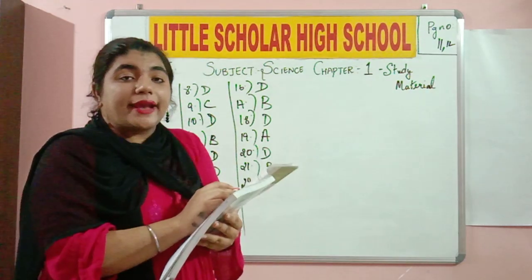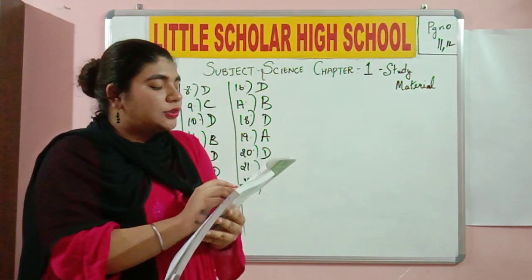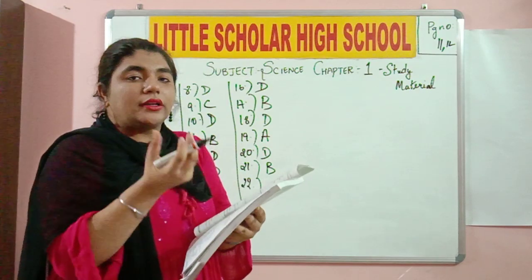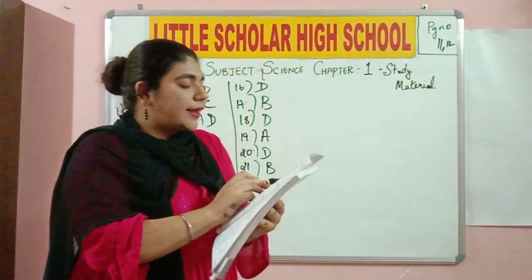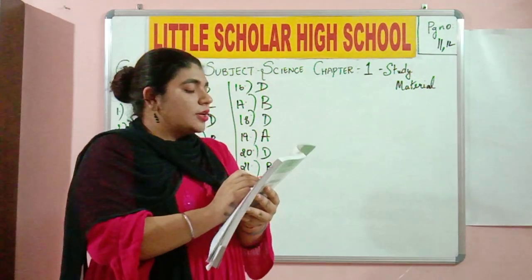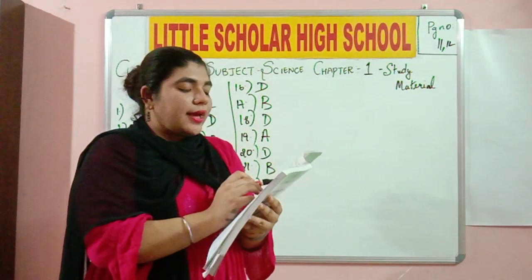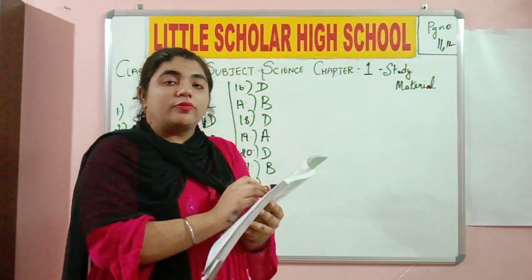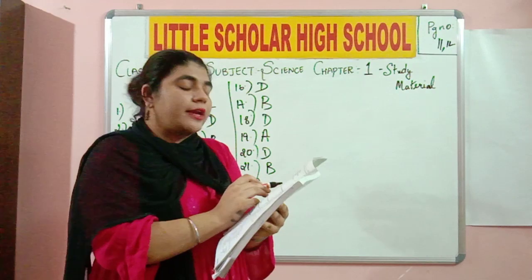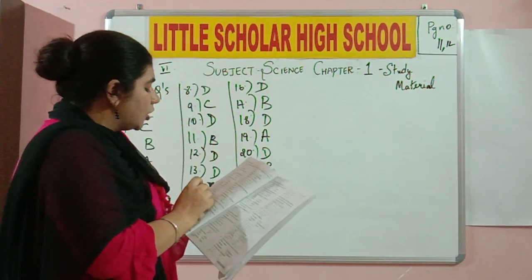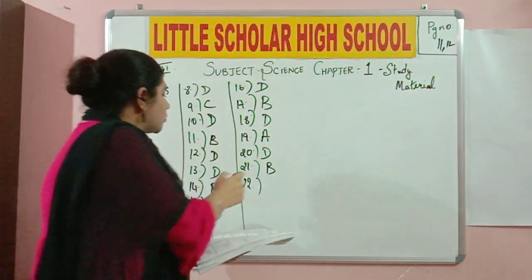Eggs. Where do we get eggs from? Hen. Where do we get jaggery from? What is jaggery? It was basically gud in Hindi. Jaggery is obtained from plants. Mutton is obtained from animals. Mushroom, what is a mushroom? Mushroom is a kind of fungi, a fungus plant. Okay, so now 22nd one is option C.